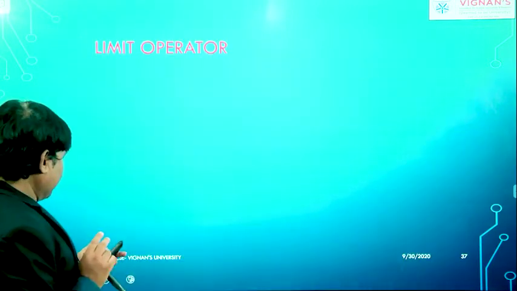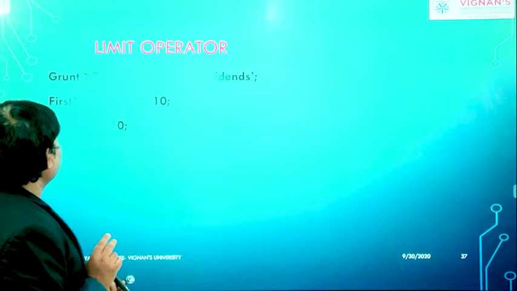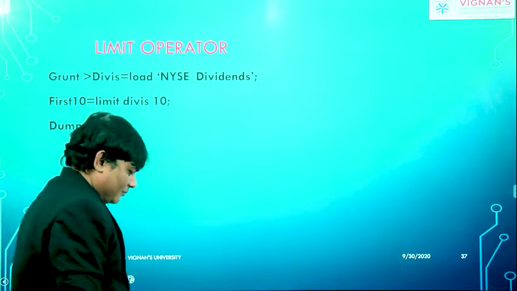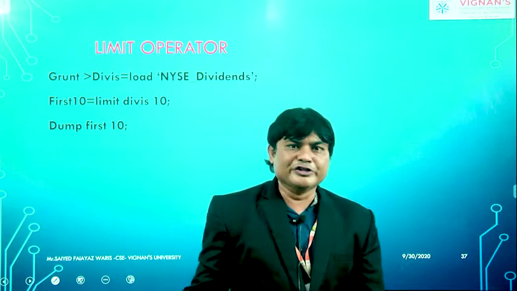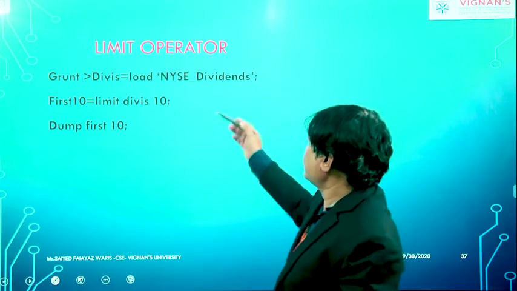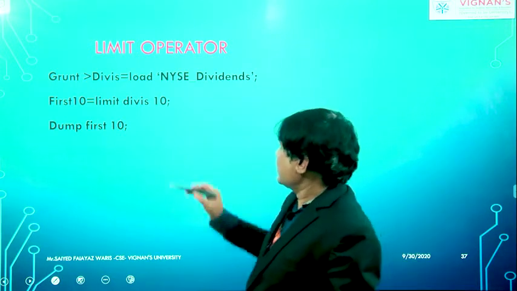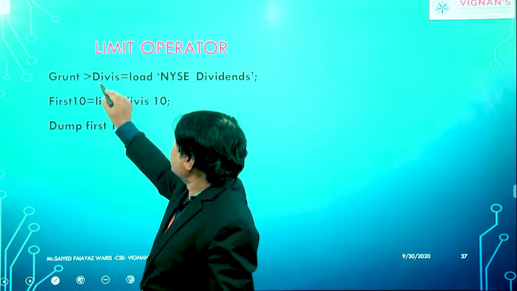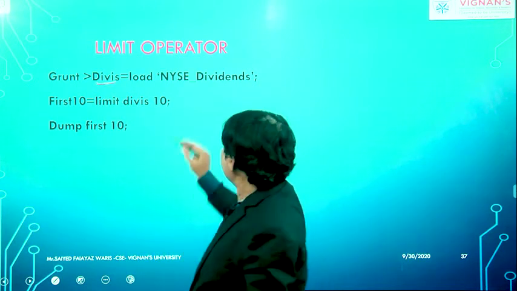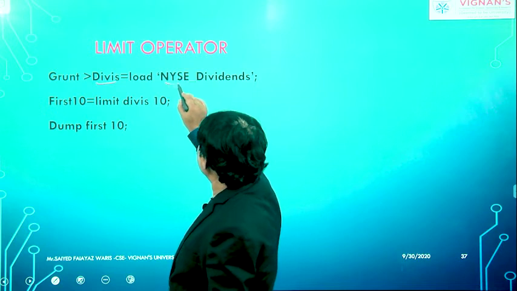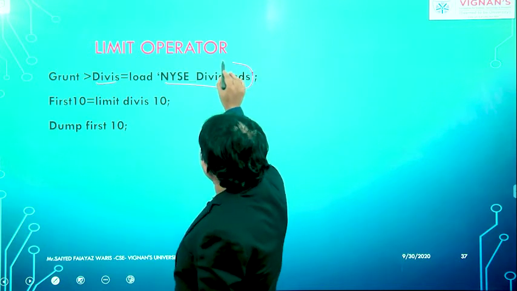Now we are going to the next operator, the limit operator. It is very easy. Just like SQL also has a limit, here we also have the limit operator. Division is the name of the relation. You are loading what data? This is the name of the file that you are going to load here.